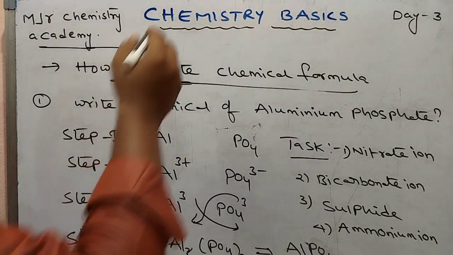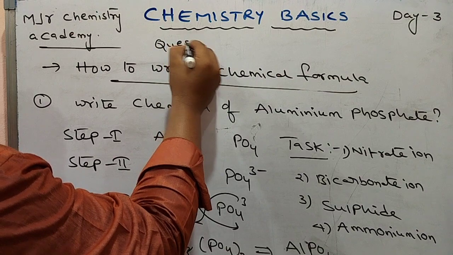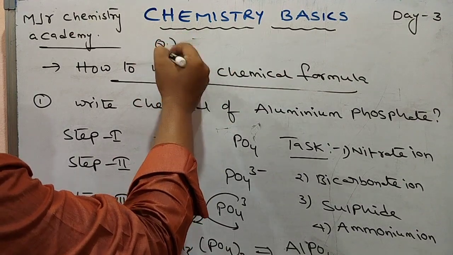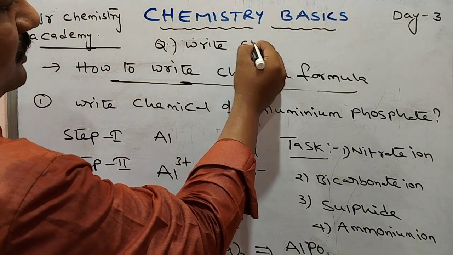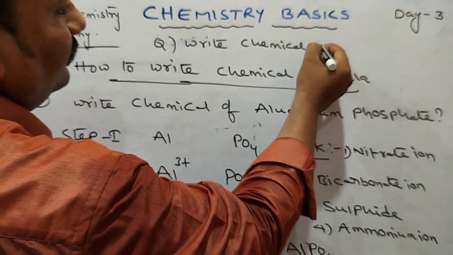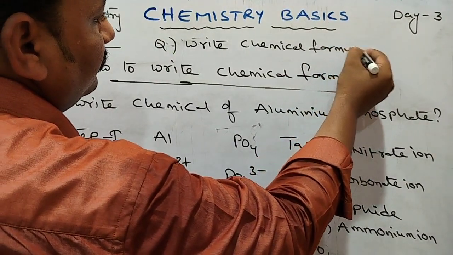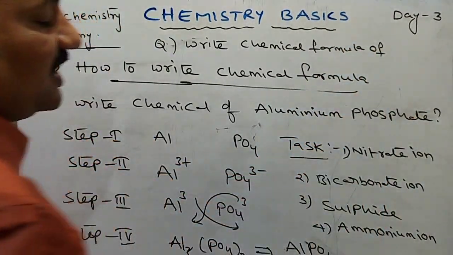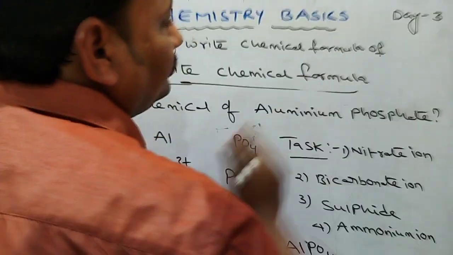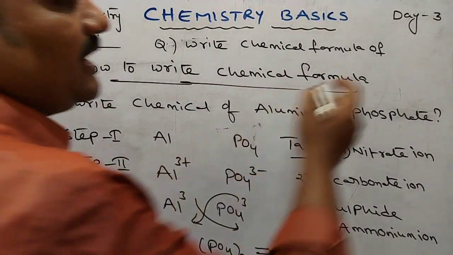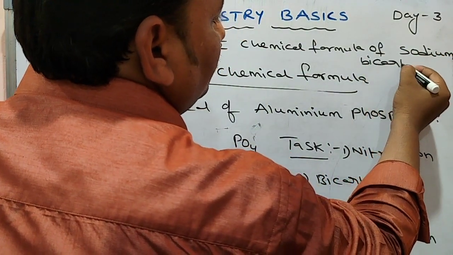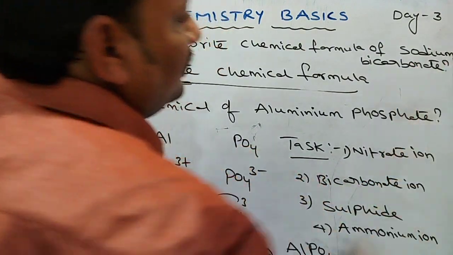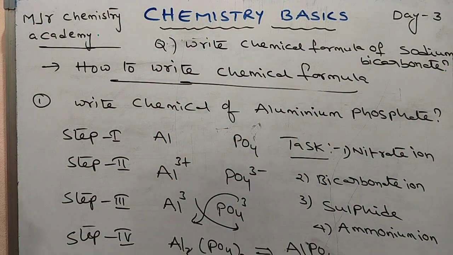And one more thing, a last question for you. Write the chemical formula of sodium bicarbonate. What is the sodium bicarbonate formula? How can you write the formula correctly? Sodium bicarbonate is called baking soda. It is used in baking to prepare cakes.